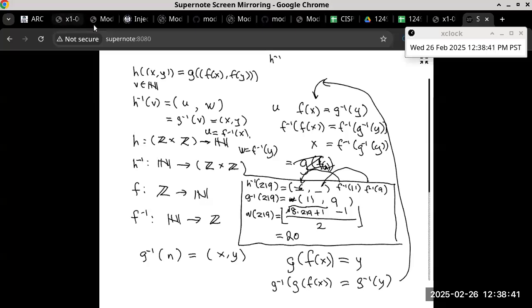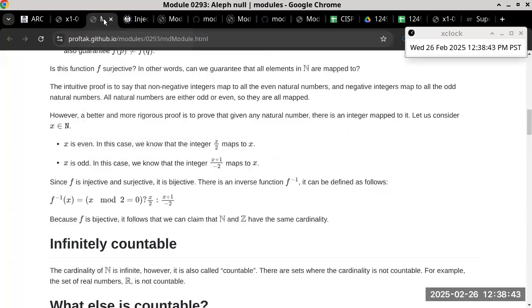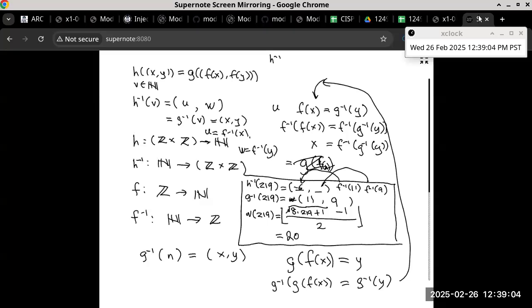And now I have to reapply the same function, but to, what was it? 9. So F inverse of 9 is, based on the ternary expression again, 9 mod 2 equals 0 is false again. 9 plus 1 is 10. 10 divided by -2 is -5. So that -5 goes to the second item of the two-tuple that I was filling in. So the -5 goes here, and voila.